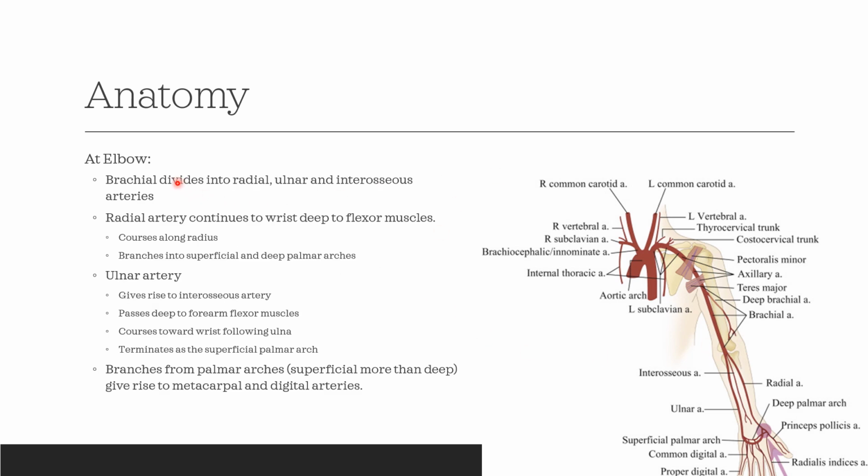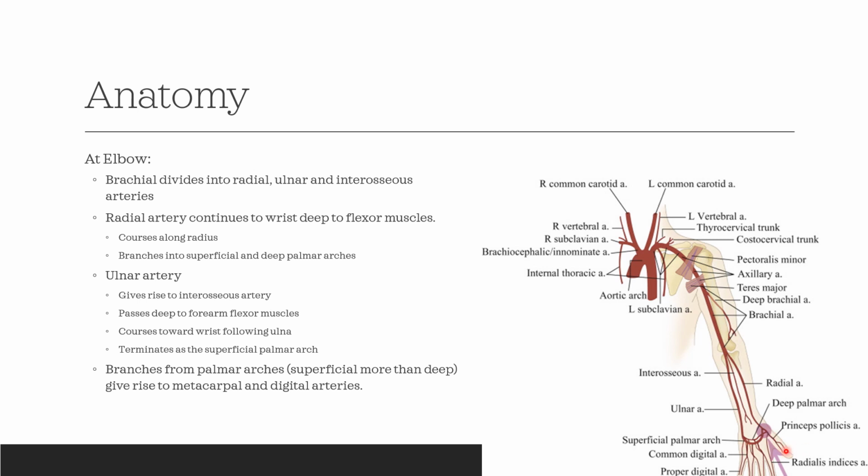As I mentioned, at the elbow our brachial artery is going to bifurcate into our radial and our ulnar. The radial will branch into those deep palmar arches. The ulnar is going to give rise to the interosseous artery, which is going to feed the bone itself. And then it's going to course towards the wrist on the ulnar side, as I mentioned, or on the pinky side. And then it's going to terminate with that radial artery in the deep palmar arch and the superficial palmar arch. The branches from the palmar arches give rise to the metacarpal and the digital arteries.